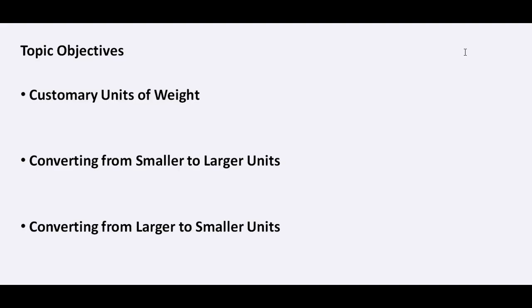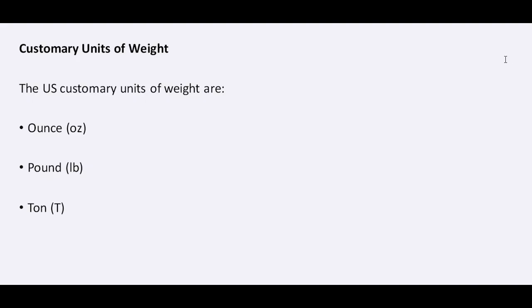Now let's look at our objectives. We're going to first look at the customary units of weight. We're going to look at converting from smaller to larger units, and also we'll look at converting from larger to smaller units. Now let's look at the customary units of weight. We have the ounce, which is the smallest unit, the pound, and then the ton.